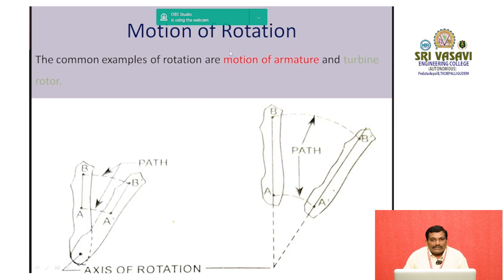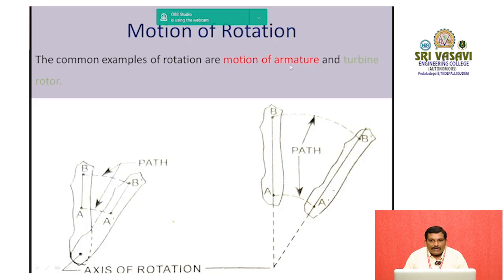Next, motion of rotation. The motion of rotation occurs when all the particles move in concentric circular paths with a common center. The center may be in the body or outside the body. As shown in the figure, the axis passing through the point of rotation is called the axis of rotation. A point lying on the axis of rotation has zero velocity. See, these are inside the body and this is outside the body.